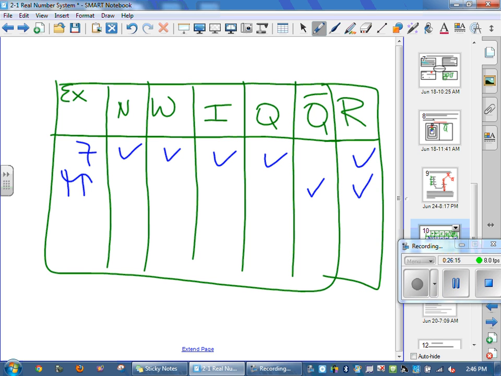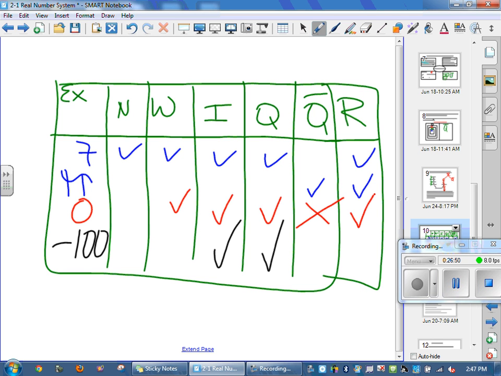So the next example, if I have a 0, 0 is a whole, but it's also an integer, and it's a rational, and it's a real number. It's not an irrational number. What about the number negative 100? Well, negative 100 is a negative number, which gives me an integer first. If it's an integer, it's also a rational, and it's also a real. What about 5.6794 and so on, goes on forever? That's a run-on decimal. That would be irrational and real.